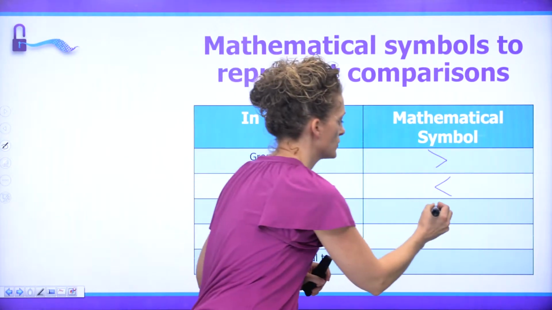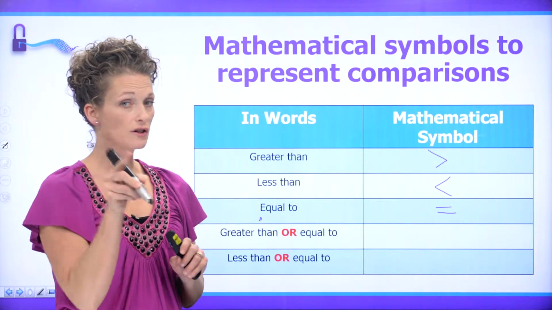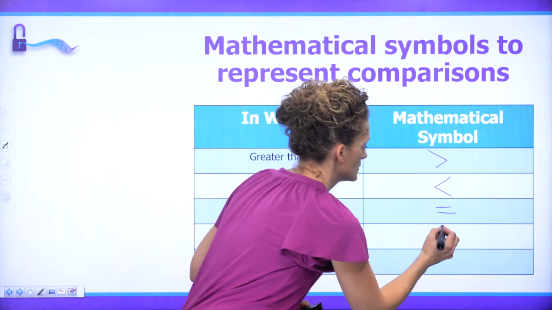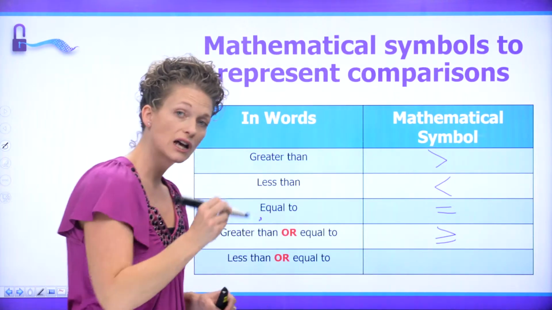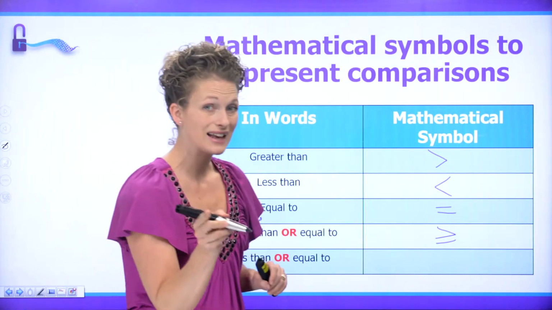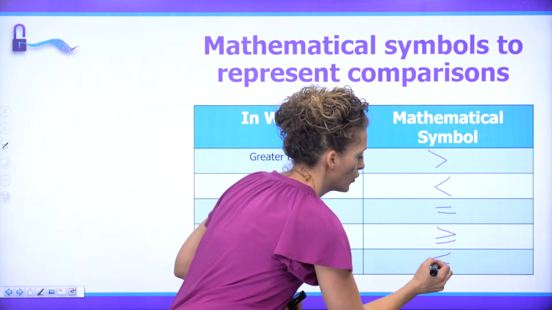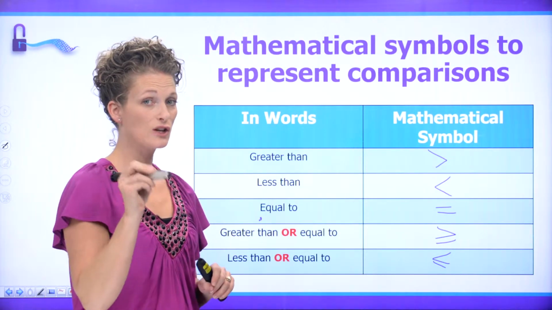Equal to, I think we all know what that one is. We're pretty familiar. Greater than or equal to is greater than or equal to. So the line under the bottom is the or equal to part. Same with less than or equal to. So the line underneath indicates that it's less than or equal to.